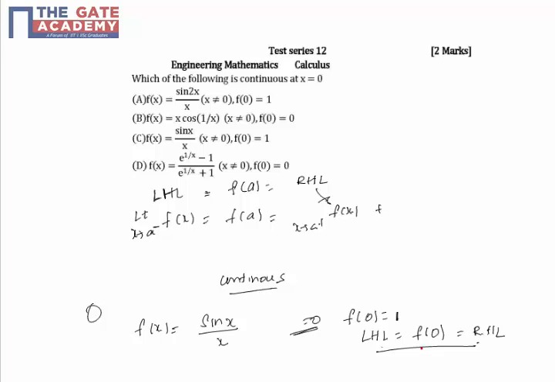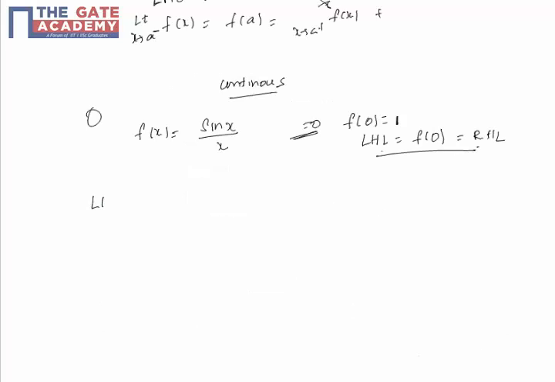So I am considering the left hand limit, as I am just subtracting the value of h from x, where the value of h tends to 0. For example, this is x is equal to 0. If I am subtracting a small value h from it, where h is so small that it is almost equal to 0, then this is known as the left hand limit.